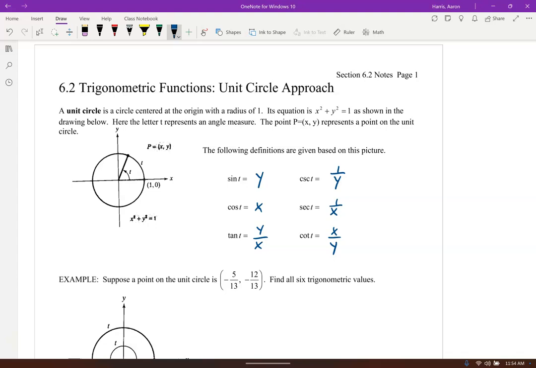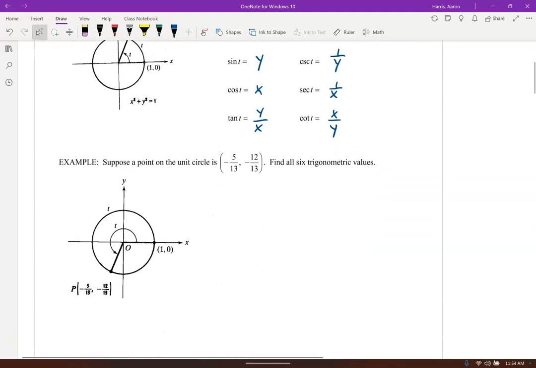So let's do a problem now. Suppose a point on the unit circle. Here's our point, right? So in other words, we've wrapped around t amount, which is a rotation of t, in other words, t or theta, right? Because they're the same on the unit circle at least, and it gives us this point. So here's our x, here's our y. So find all 6 trig values. So not too bad. You just say, well, the sine of t in this case, which is the sine of theta, is the y value.